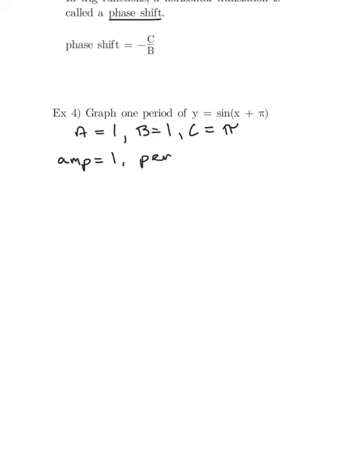Our period is going to be the standard period length of sine, 2 pi divided by your b, which is just 1. So our period is going to be 2 pi. It's going to be a standard period length. So the increments then, if you take 2 pi and divide it into 4 equal parts, you're going to get pi over 2, like the standard graph. The new thing here is the phase shift.